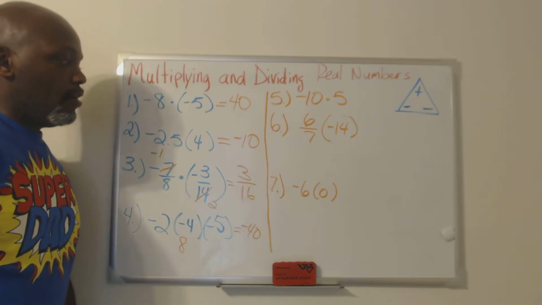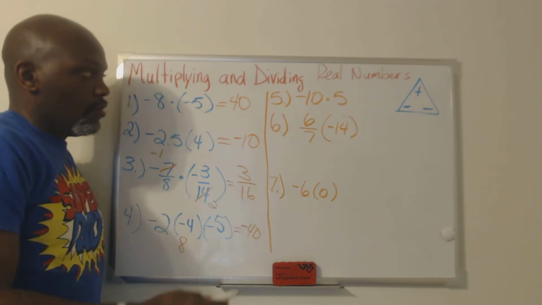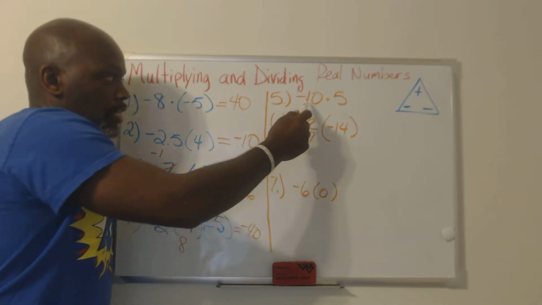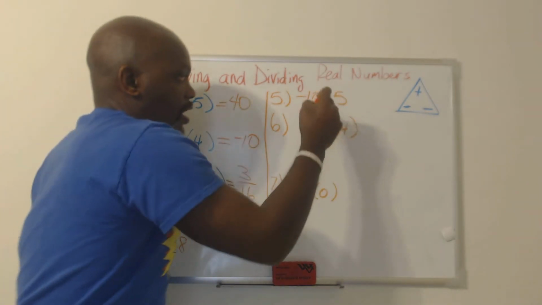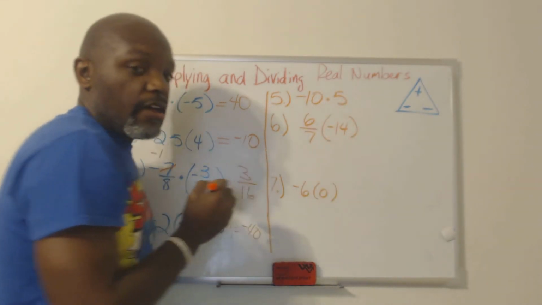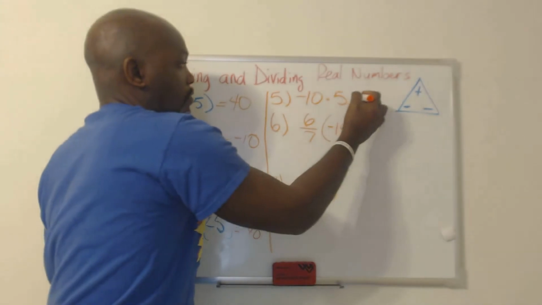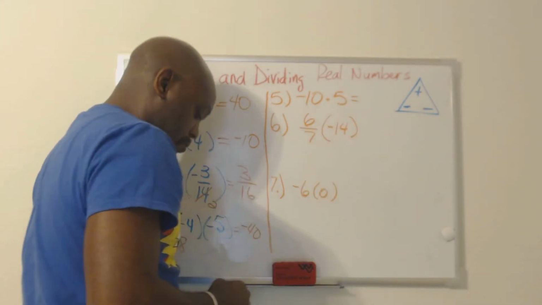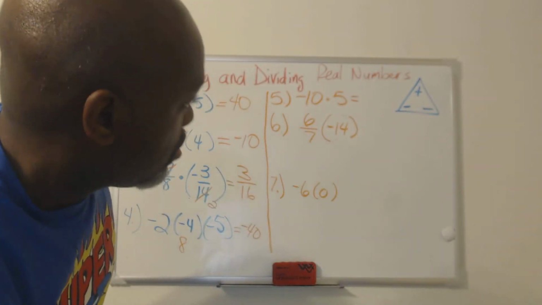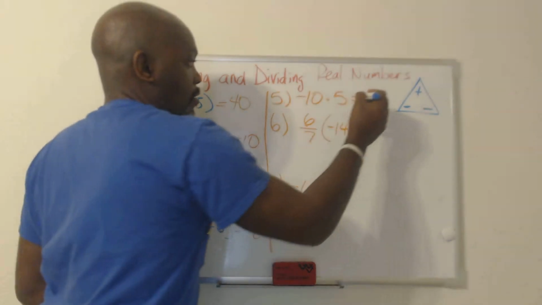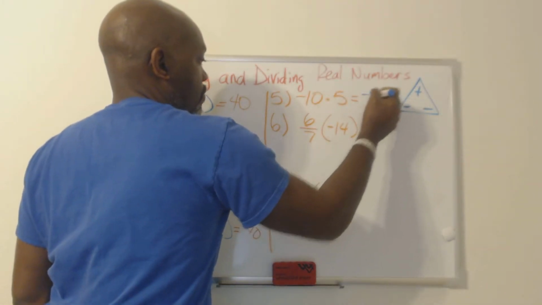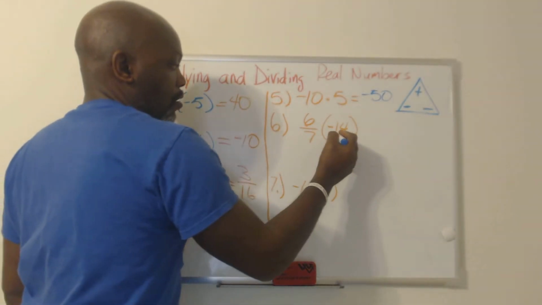All right? And just a little more of the same. We are doing a negative times a positive, so a negative 10 times 5. Negative 10 times 5 gives us what? Gives us negative 50.